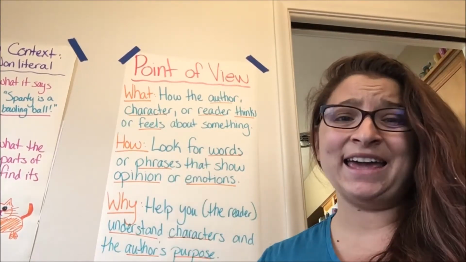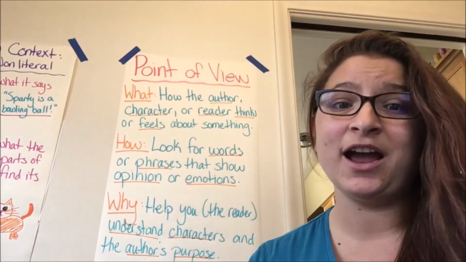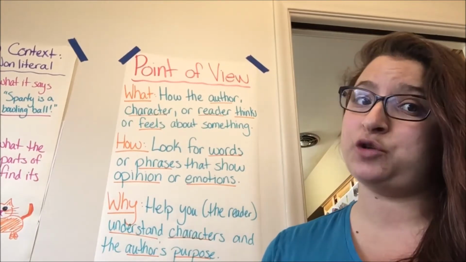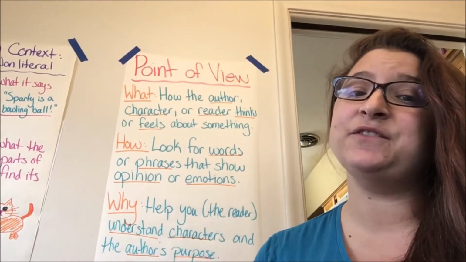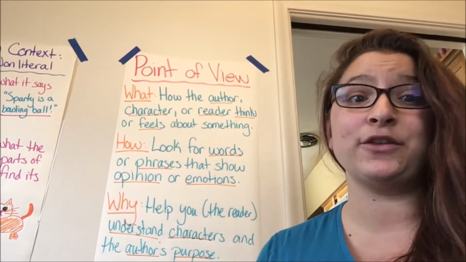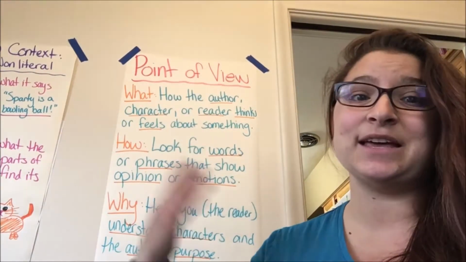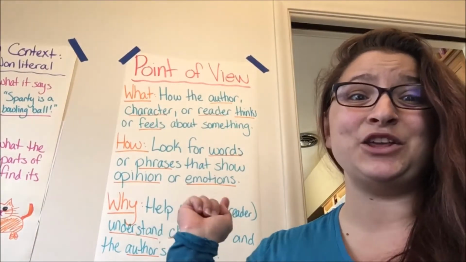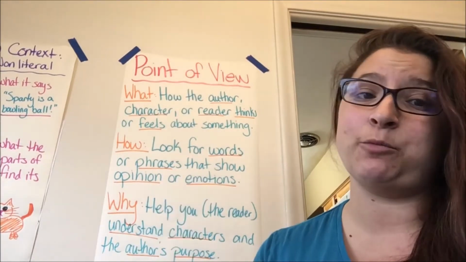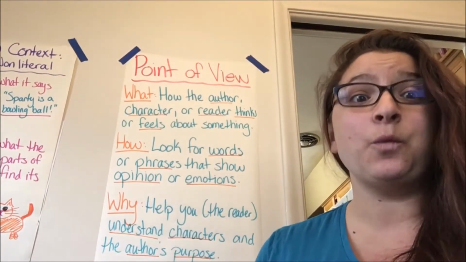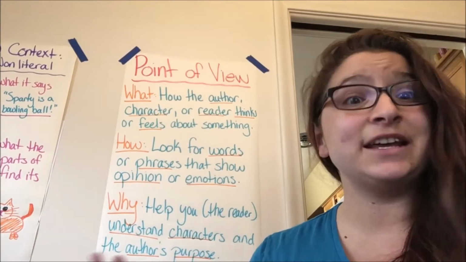Now, why do we want to figure out point of view in the first place? Well, because it helps you, the reader, to understand your characters, whether it's their traits or their emotions or their motivations, and it can help you understand your author's purpose. If you know your author's point of view, you'll understand why they're writing their story. If you understand your character's point of view, you're going to understand their traits and their motivations. And most importantly, if you understand your point of view, you're going to be able to connect with the story in very special ways. If your point of view agrees with the characters or the author, you're going to get one experience while reading. But if your point of view differs from the characters or the author, you're going to get your own experience too.